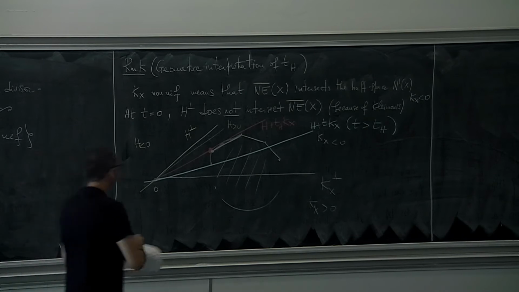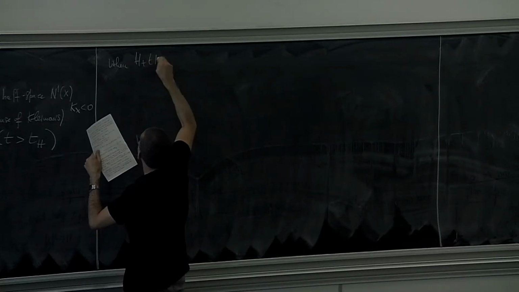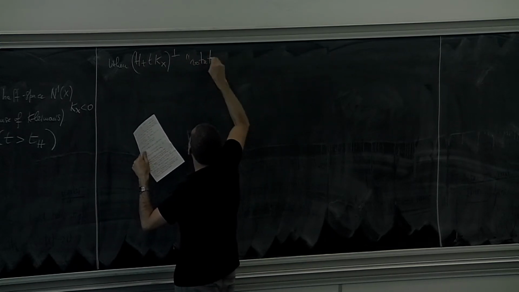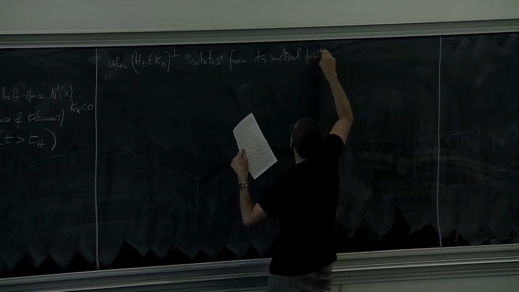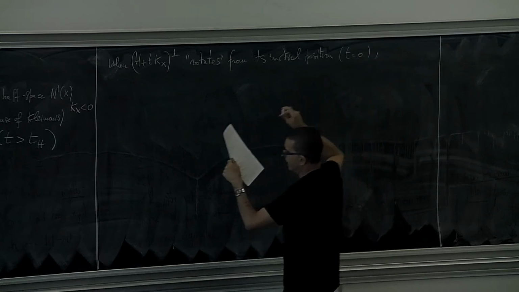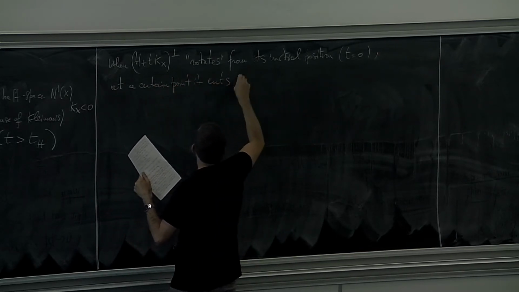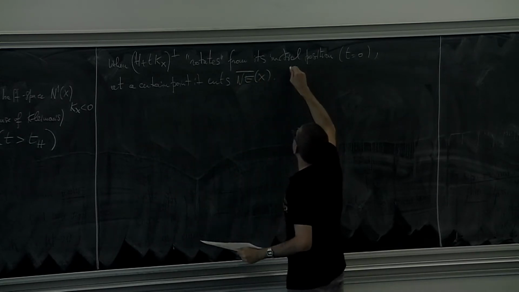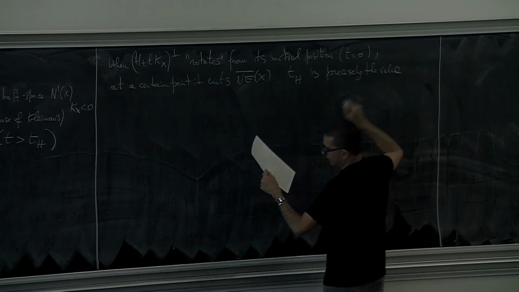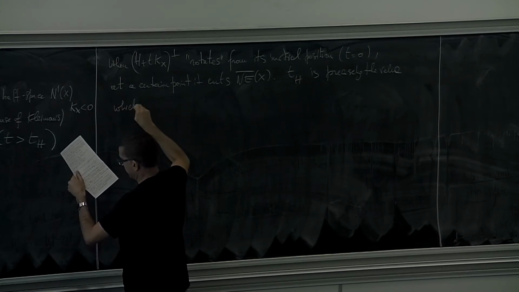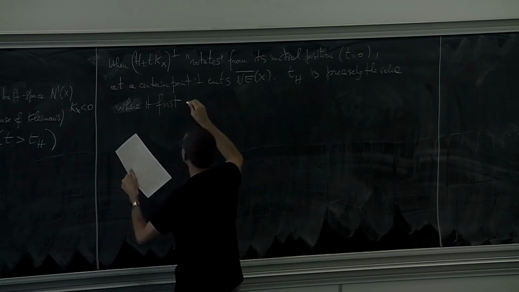So t_H corresponds to when (H + tK_X) orthogonal rotates from its initial position, and at a certain point it cuts NE(X), and t_H is precisely the value where it first hits the cone.